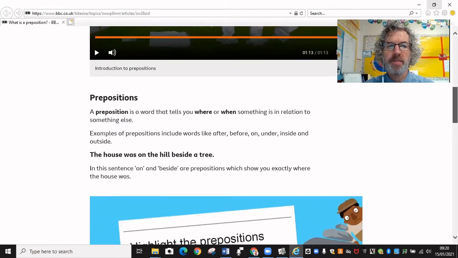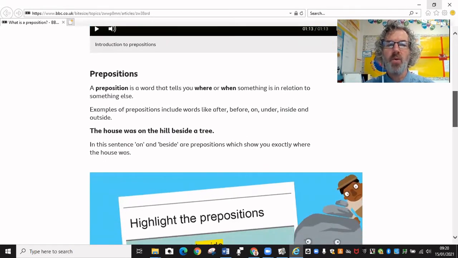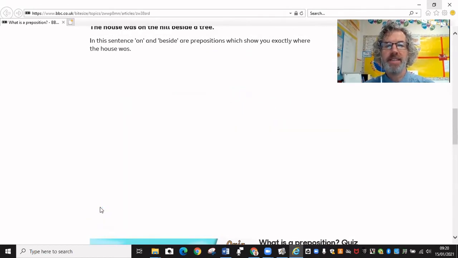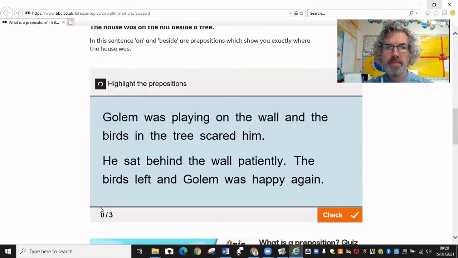Okay, so a preposition tells you where or when something is in relation to something else. Let's have a look at this activity. Gollum was playing on the wall and the birds in the tree scared him. He sat behind the wall patiently. The birds left and Gollum was happy again. Can you find the prepositions in these three sentences? Think particularly about things that answer the question, where?